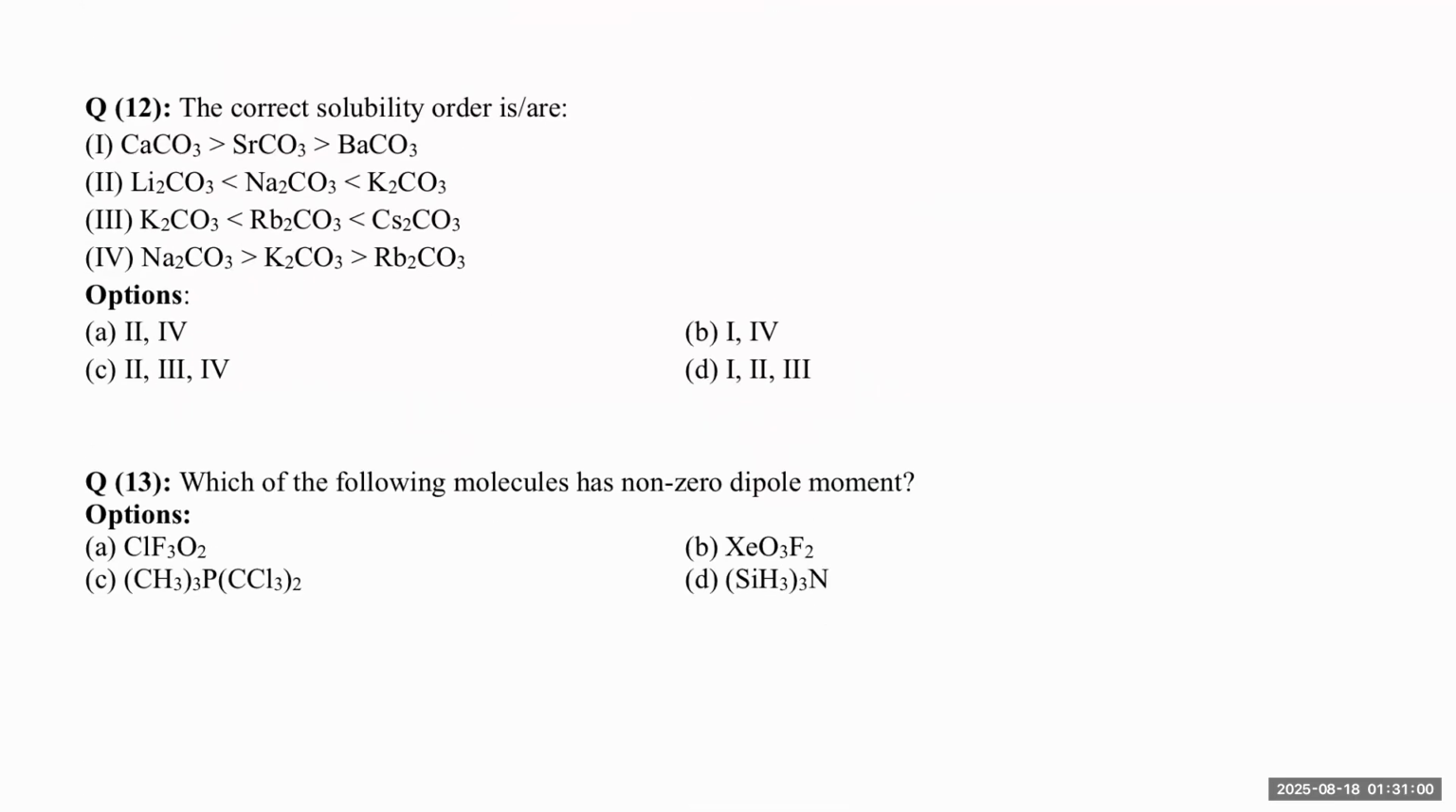Now see this question. The correct order of solubility. You should be able to tell me now. This is an exception for group 1, but not an exception for group 2. So what should happen down the group? Down the group, solubility should decrease in general. But for group 1, it will increase.